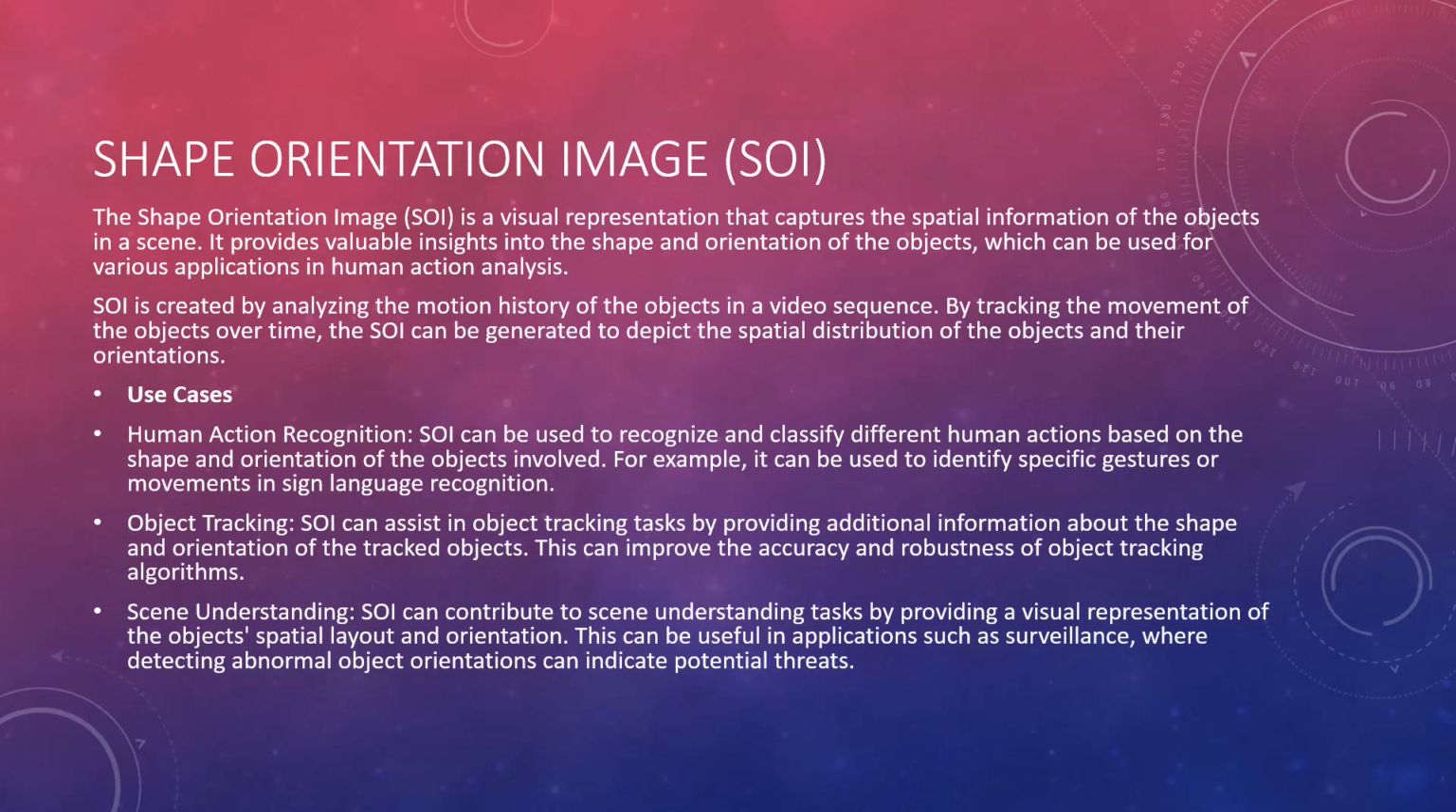Use cases. HAR, Human Action Recognition. SOI can be used to recognize and classify different human actions based on the shape and orientation of the objects involved. For example, it can be used to identify specific gestures or movements in sign language recognition. Object tracking. SOI can assist in object tracking tasks by providing additional information about the shape and orientation of the tracked objects. This can improve the accuracy and robustness of object tracking algorithms.